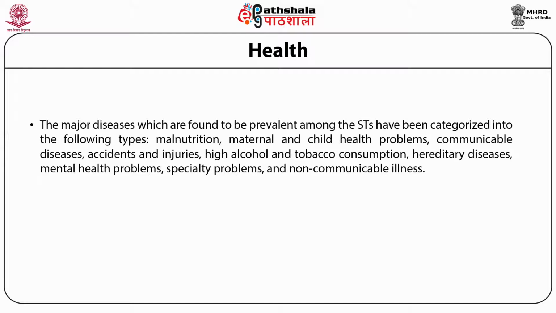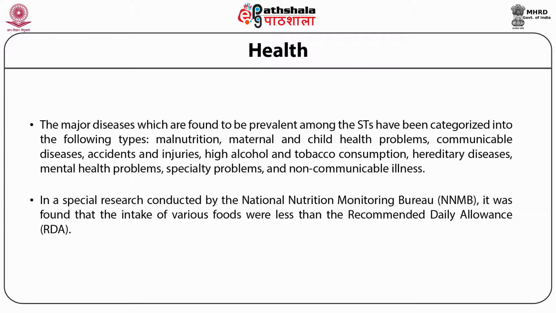Major health problems found to be prevalent among the scheduled tribes can be categorized into malnutrition, maternal and child health problems, communicable diseases, accidents and injuries, high alcohol and tobacco consumption, hereditary diseases, mental health problems, special kinds of problems, and non-communicable problems. In special research conducted by the National Nutrition Monitoring Bureau, it was found that the intake of various foods was less than the recommended daily allowances among the tribals.